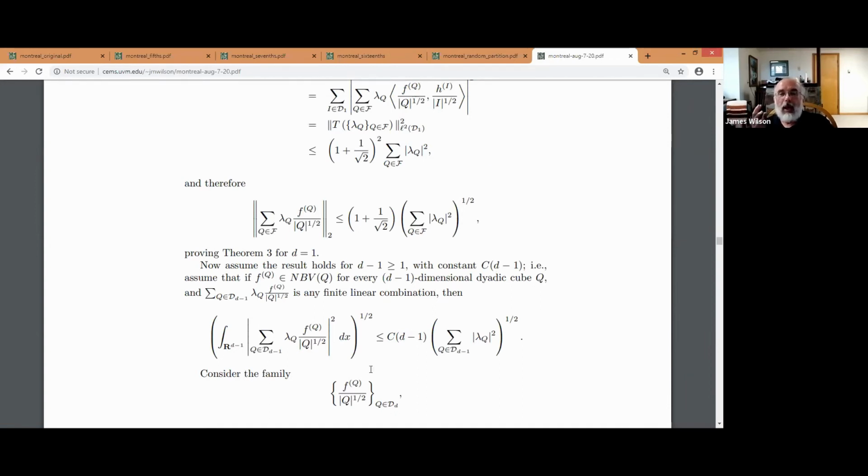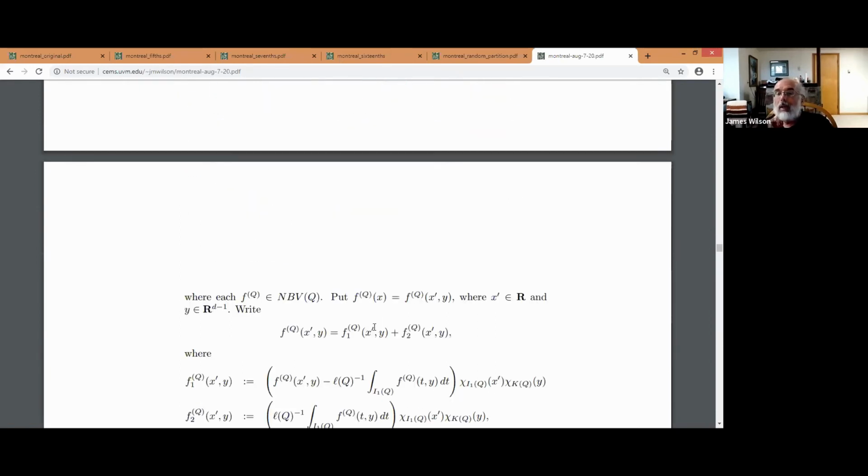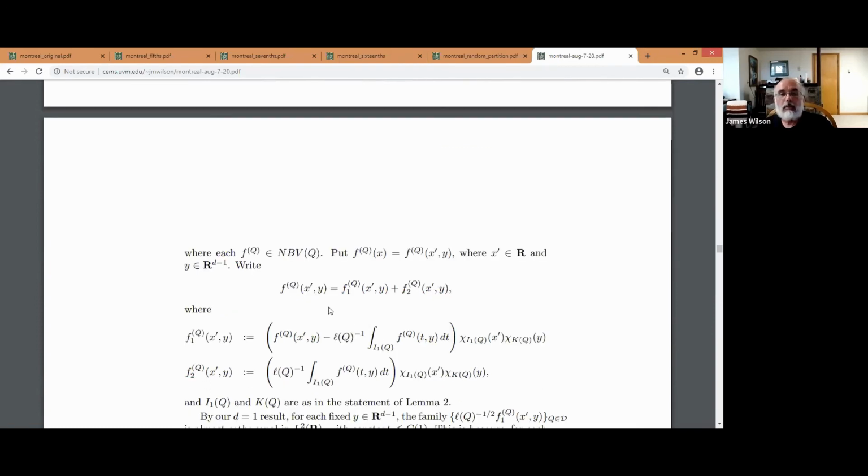Okay, so we assume we have some constant depending on d minus 1, so that this works for all functions in R^(d-1). Now look at the good old dyadic cubes in R^d, and these are NBV of Q. We're going to take f_Q of x, which is f_Q of (x', y), where x' is in R and y is in R^(d-1).